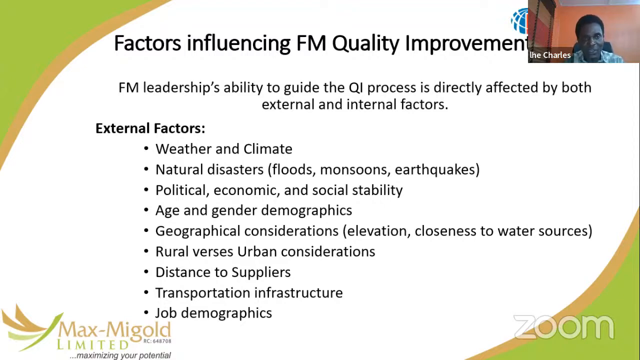The new guys now, the Gen Z, nobody wants to go into learning these trades, and it's really affecting delivery. There's a limit to which you can push these older people to do some work. They have their own time, so that's another factor that affects delivery. Then you also have age, gender, demography, and geographical location. Sometimes the location of your site can also affect things: urban versus rural considerations, distance to supplier.